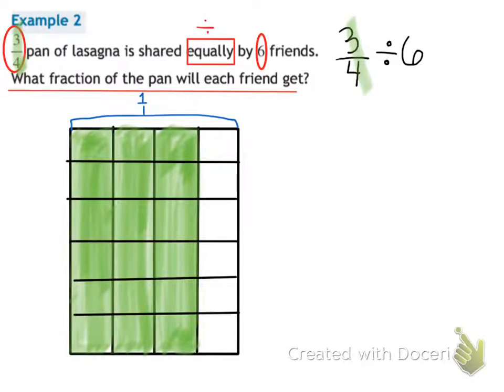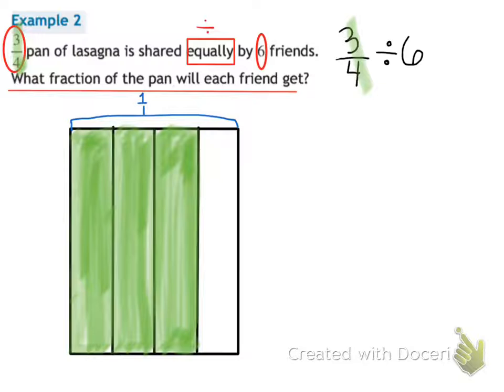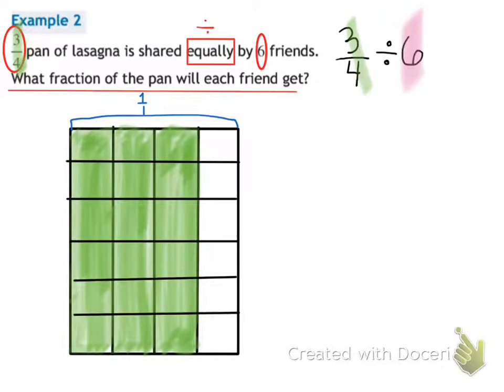Okay, so let me back up one step. Now I need to divide the 3/4 by 6. So I'm going to go ahead and partition this fraction into 6 equal parts. Now I can move on. I just split this up into 6, cut it up into 6.